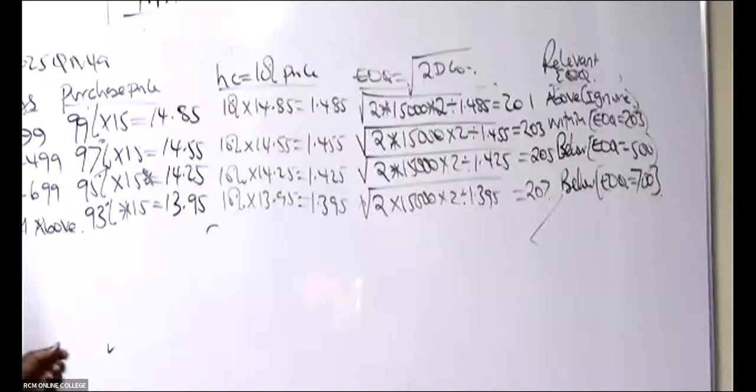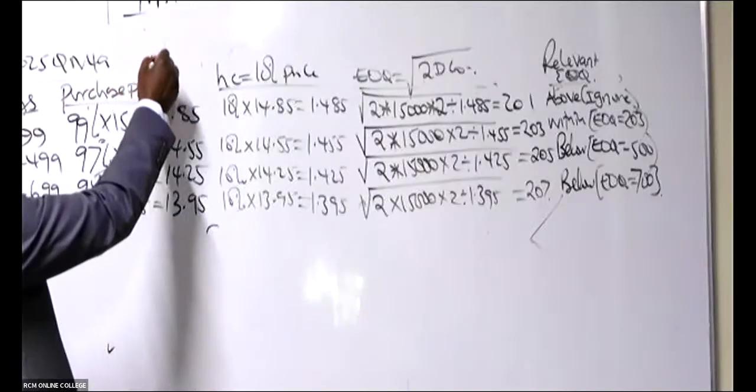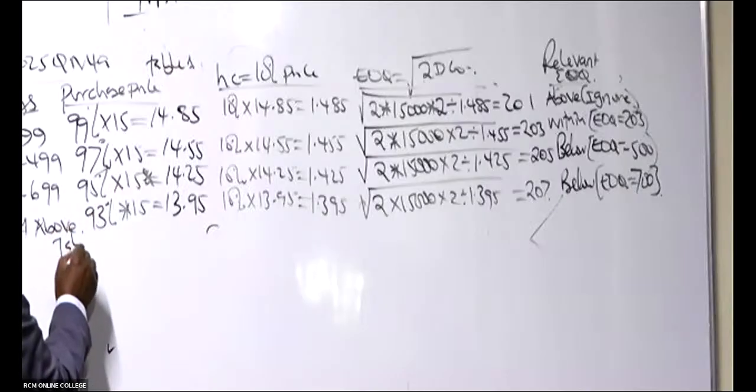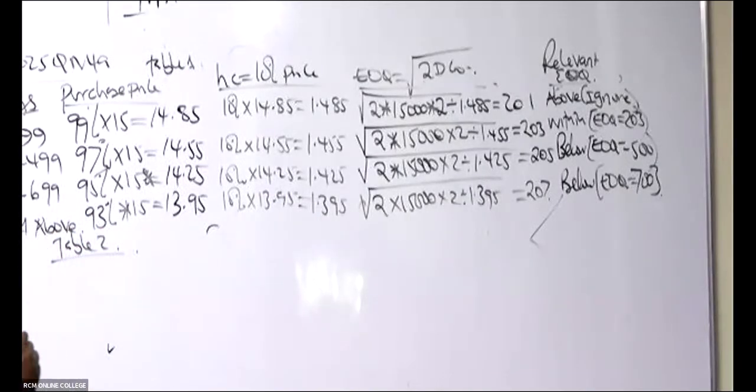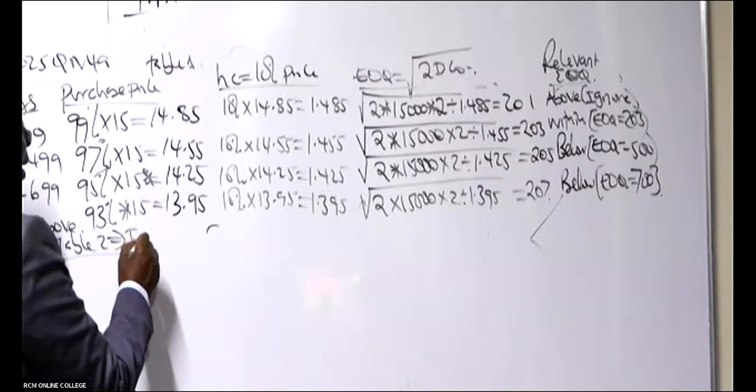All right. Then after that, we go to the costing bit. So this is table 1. Now we come and do table 2. We shall copy the ranges: 0 to 199, 200 to 499, 500 to 699, and 700 and above. Remember, this table 2 is purely for costing, for getting total cost.